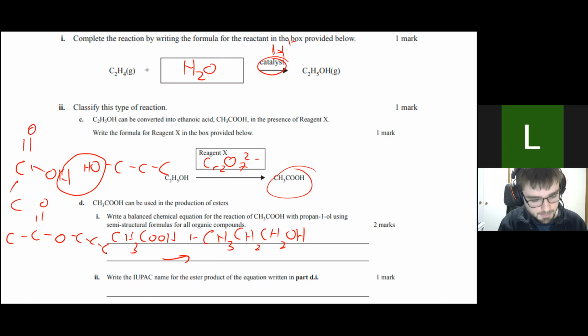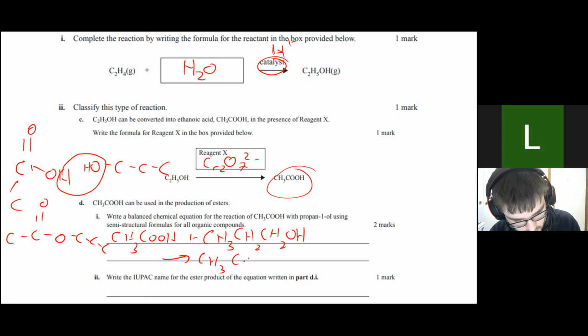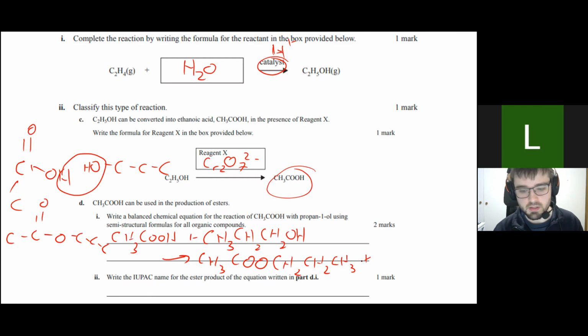OCCC. So let's go through that. CH3, COO, CH2, CH2. Oops, not plus. CH3. And the other thing, we need to remember that this is a condensation reaction. We lose the water here, it doesn't disappear. We know that atoms don't randomly disappear. It's going to be a product. All right, so we've got that there.